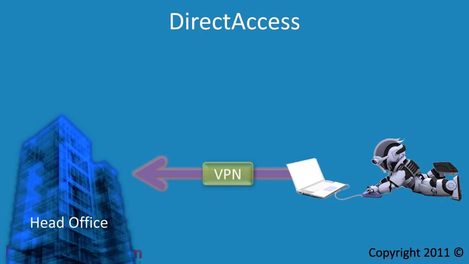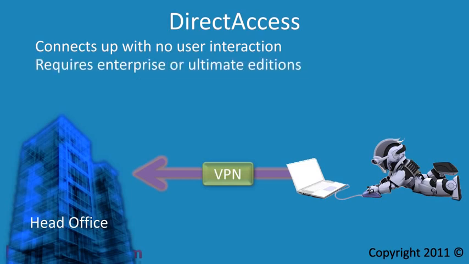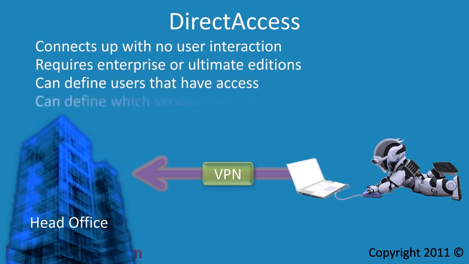DirectAccess is a new feature in Windows 7 that allows you to automate the process of connecting back to the office. Using DirectAccess, the computer transparently connects back to the corporate network with no interaction from the user. They don't even have to enter in a password. In order to use DirectAccess, you need to be running the Enterprise or Ultimate Edition of Windows 7. With DirectAccess, you can determine who can use DirectAccess and also which servers they can connect to.